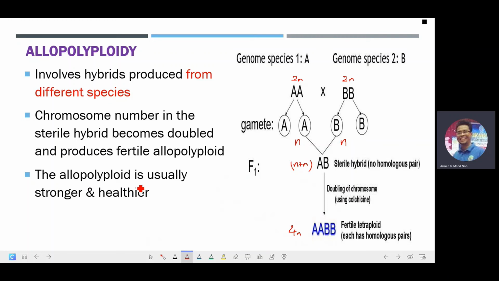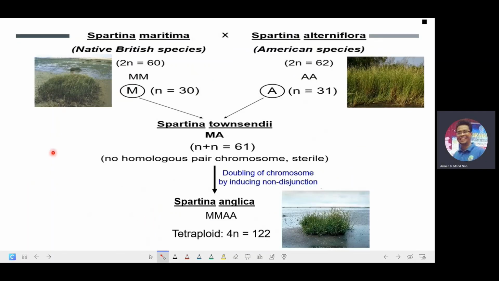The allopolyploid organism is usually stronger and healthier compared to the original species. An example of allopolyploidy can be shown by these different species of grasses. We start with 2 different species of grasses. One will be the Spartina maritima, which originated from the UK, and another one will be the Spartina alterniflora, which originated from the US. These are 2 different species with 2 different numbers of chromosomes, 60 chromosomes for the Spartina maritima and 62 chromosomes for the Spartina alterniflora.